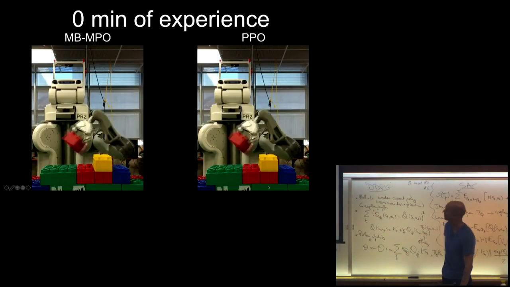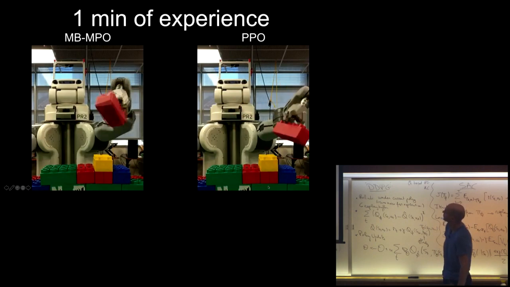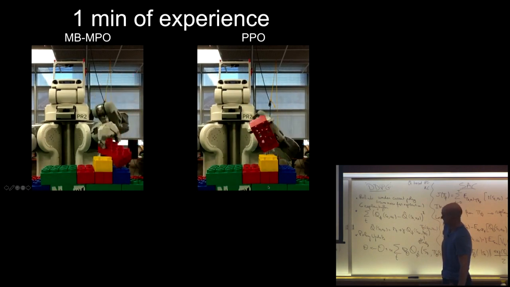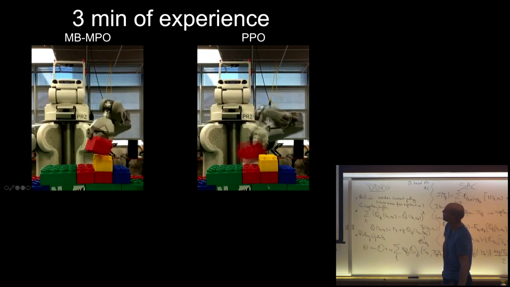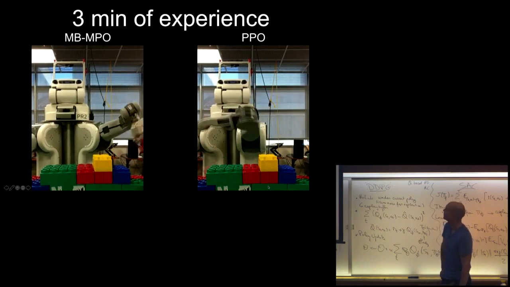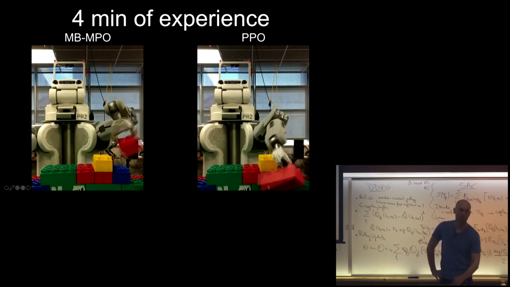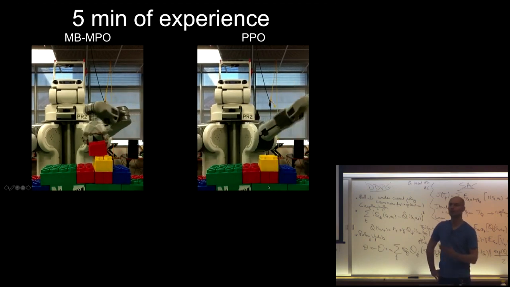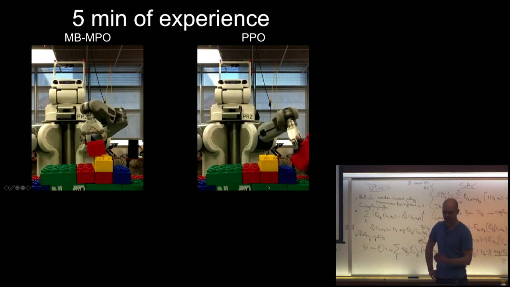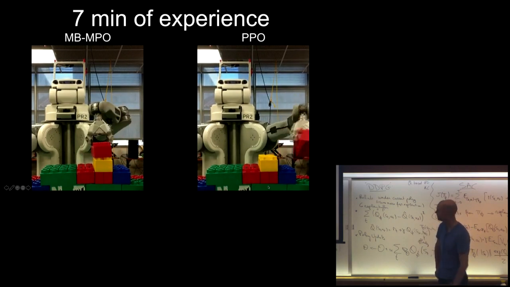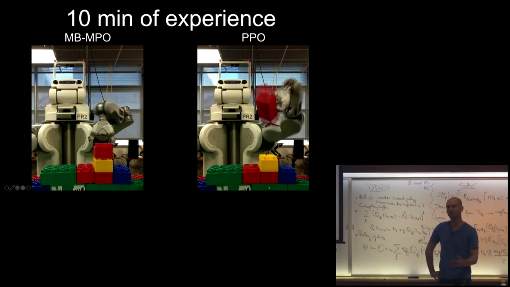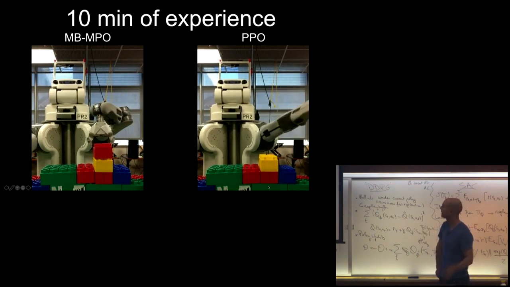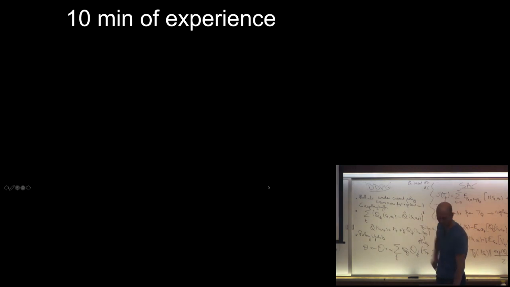You can also run this on real robots. So here is a PR2 robot, learning to stack the block on the left with model-based meta-policy optimization, on the right with PPO. And in about 10 minutes of real-world interaction, it's learned a policy that can reliably stack the red block onto the yellow block there. So 10 minutes, that's it. So very, very fast learning compared to really any past work, except for some very highly specialized work for this kind of setting.